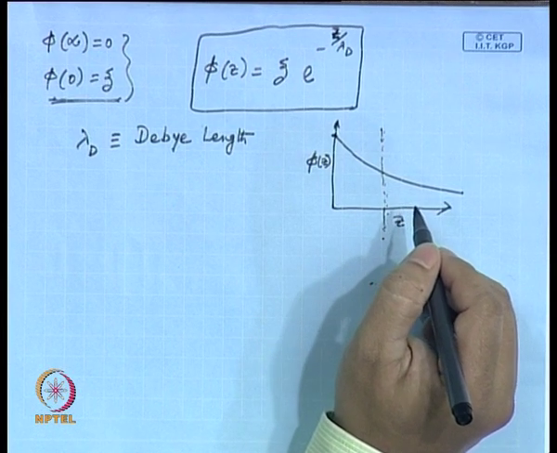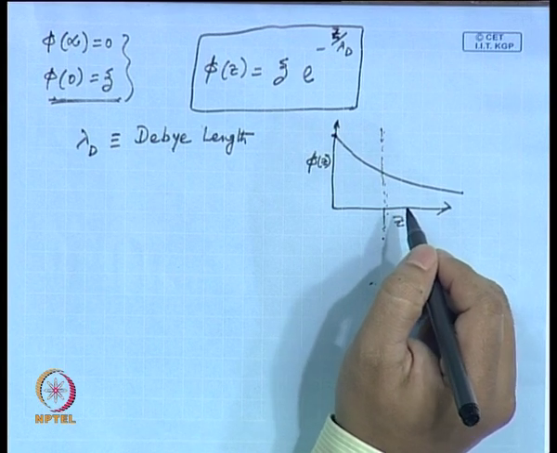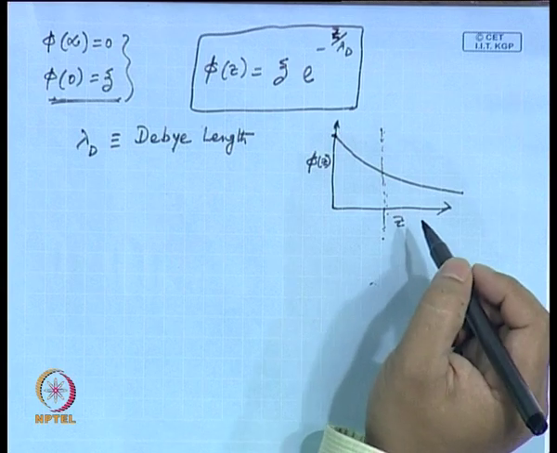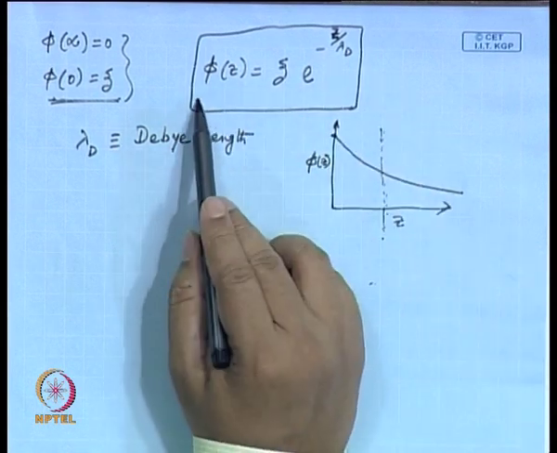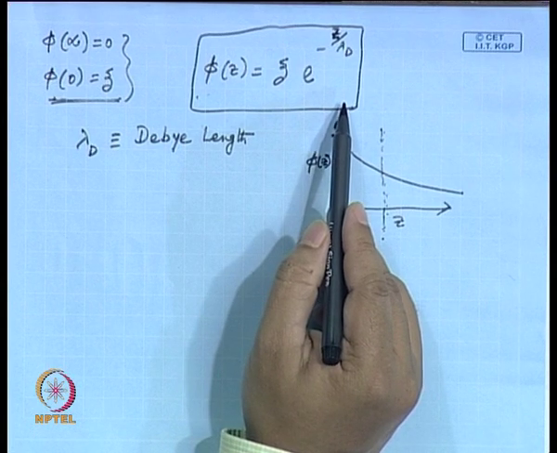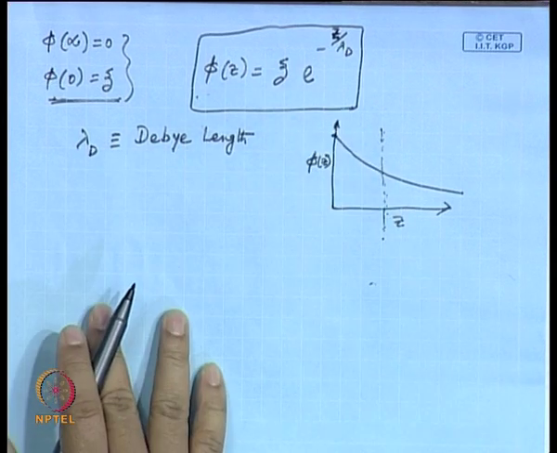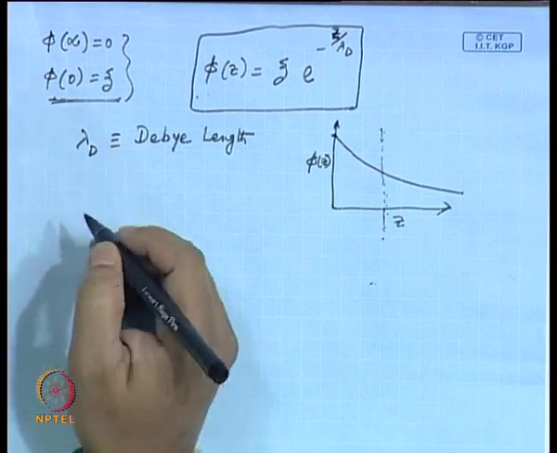Think about it. The Debye length is a very important term. The zeta potential and the Debye length: when you go back after class, you need to do some study and find out what the zeta potential is and what the Debye length is. These two are very important concepts. So what does this Debye length mean when you have an expression for potential like this?